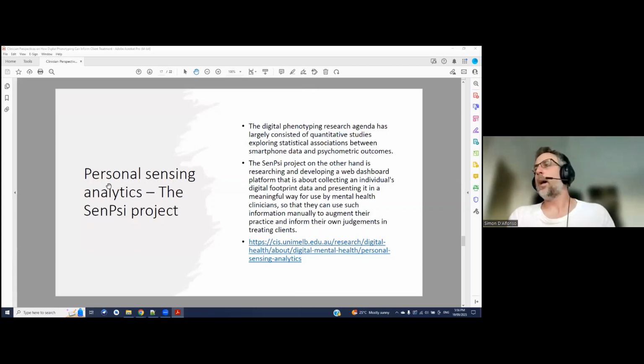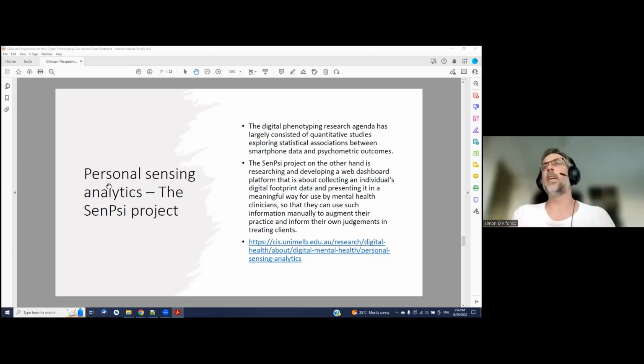Okay, so in the final part of this talk, I'm just going to talk about personal sensing analytics and the SenPsi project. So what I've just gone over is an example of the digital phenotyping research agenda, which has largely consisted of quantitative studies exploring statistical associations between smartphone data and psychometric outcomes.